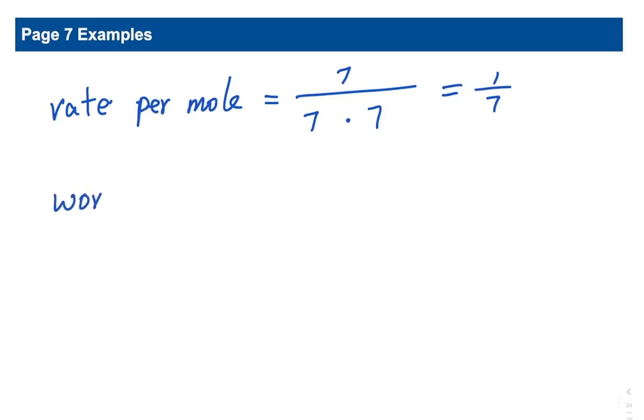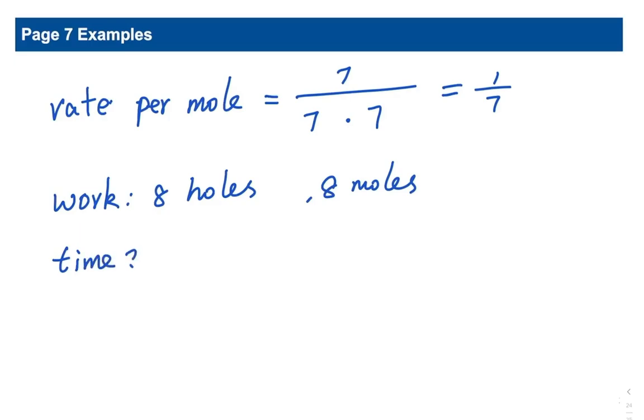How long will it take 8 moles to dig 8 holes? Now the work is 8 holes, and we have 8 moles. So what is the time needed? Okay, the rate is going to be the same. The number of moles times the amount of time times the rate should equal the amount of work, right? Then clearly you see T should be 7 minutes.